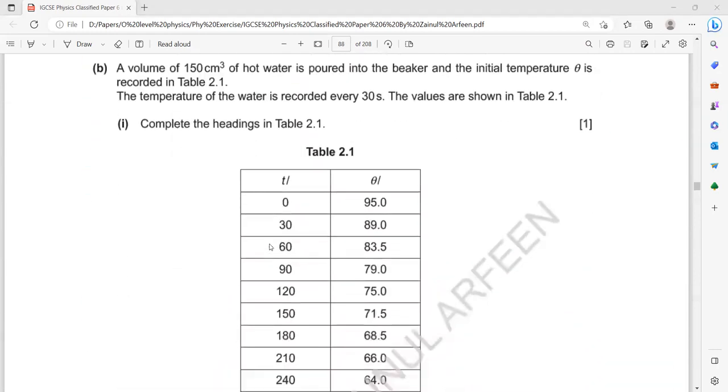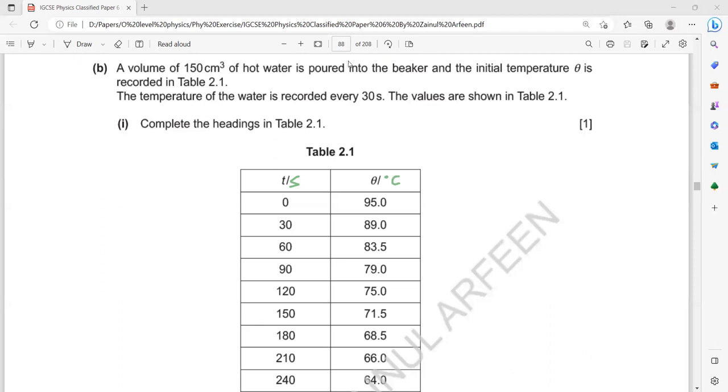The next one: a volume of 150 cm³ of hot water is poured into a beaker. A similar pattern is there. We put in the hot water, record the initial temperature, and then record the temperature for about 3 or 4 minutes with a 30-second interval. Usually it's like this. Then complete the column headings.